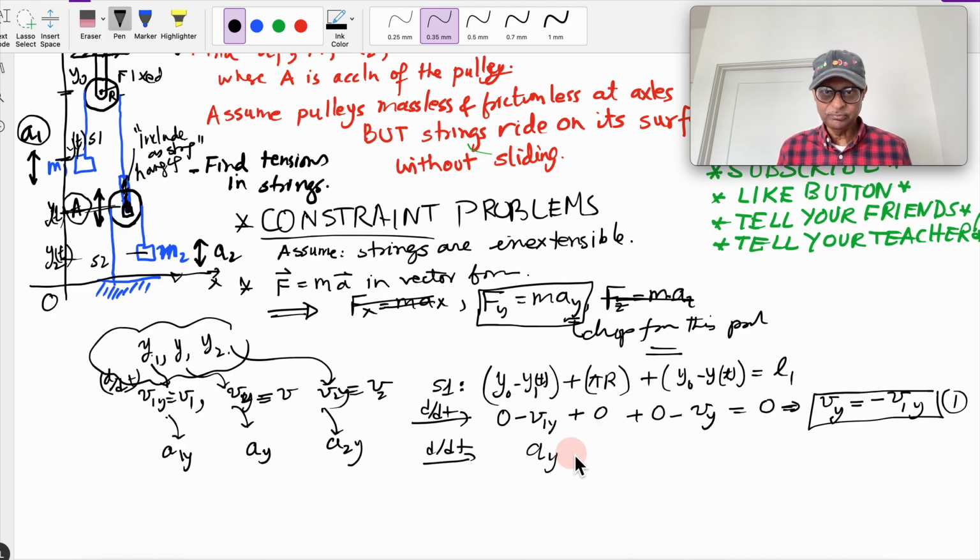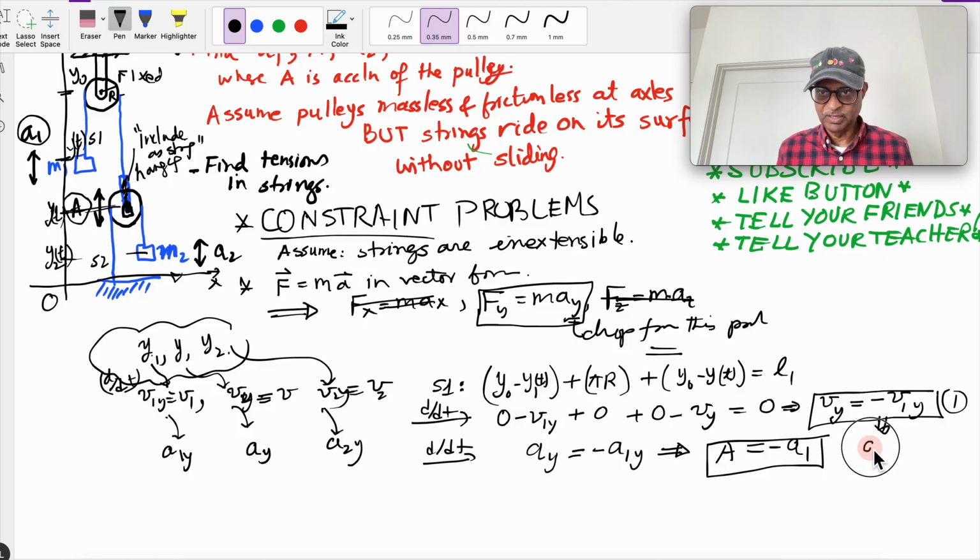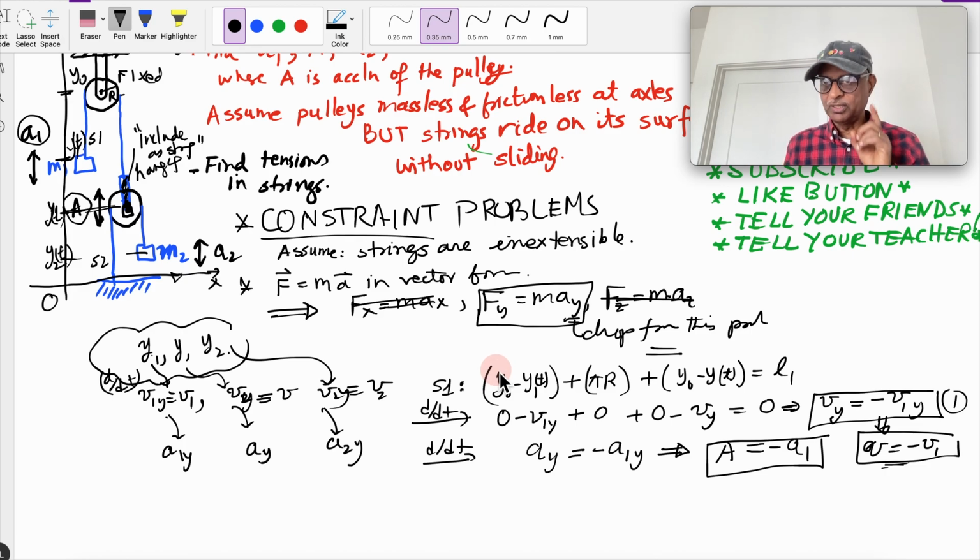And we were going to write a capital A, and this is going to be equal to minus a1y. So we write a equals minus a1. We are dropping, and this one we would not need to solve this problem, but it will be v equals minus v1. So we're going to write like this. We're going to drop the y's for simplicity, but we know its component, okay?